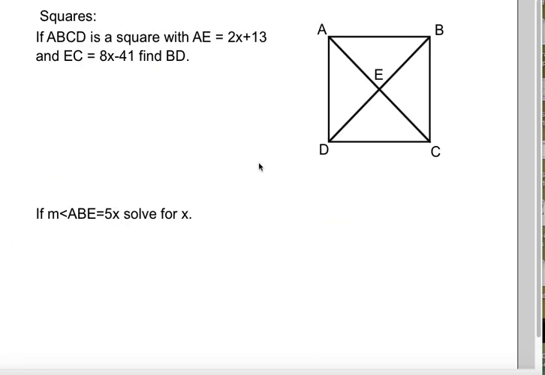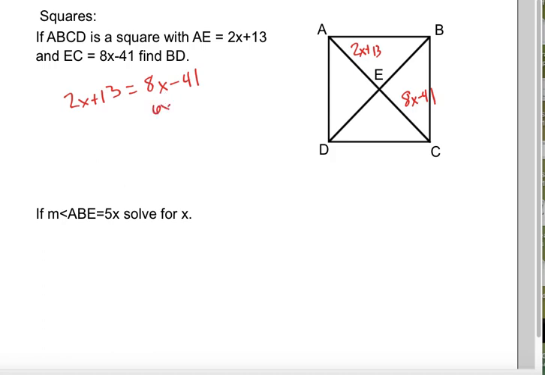Let's look at a square example. We have a square here, and they told us that AE is 2x plus 13, and that EC is 8x minus 41. And they want us to find BD. Well, remember, being a square, it's also a parallelogram. That means that the diagonals bisect each other. And that means that these diagonals are congruent to each other. So I'm going to set them equal and solve.